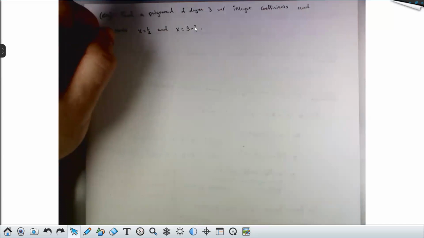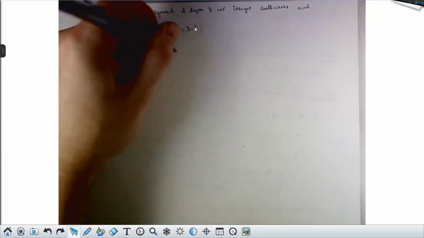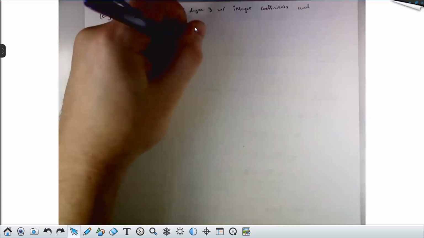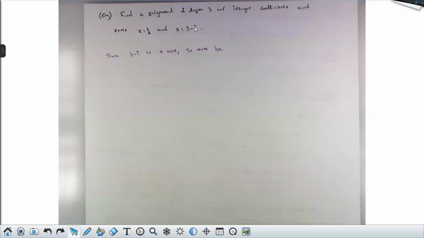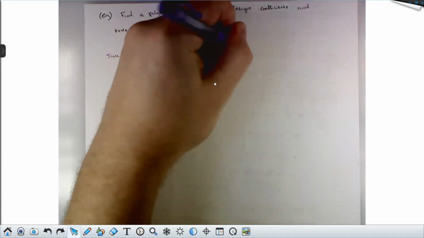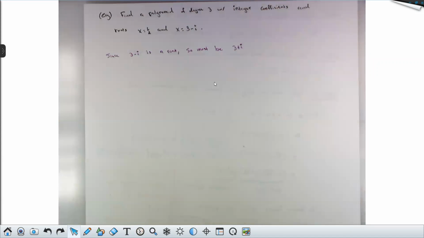So here's how I would do this. Since 3 minus i is a root, so must be what? What other complex number is automatically a root if 3 minus i is a root? 3 plus i? Very good. Okay, and then roots tell us factors, right?